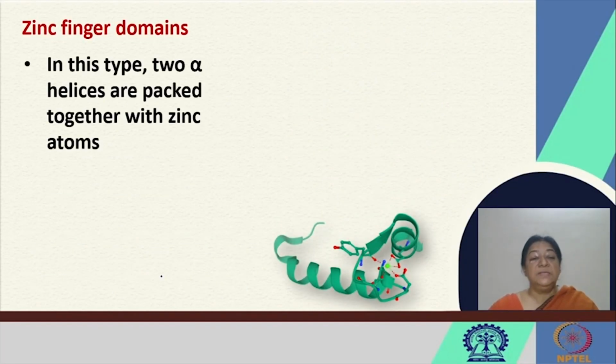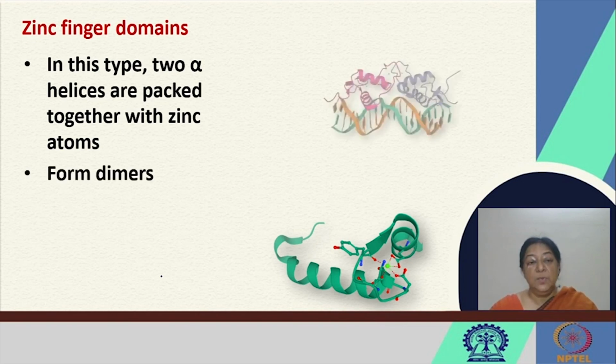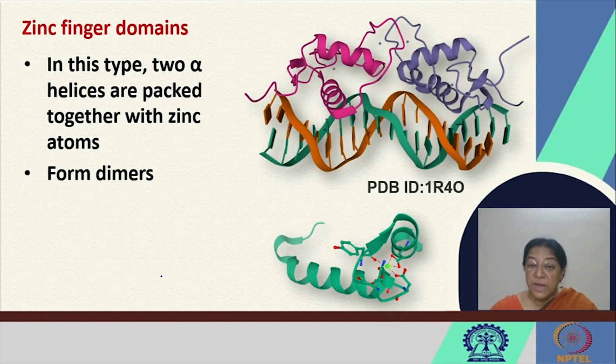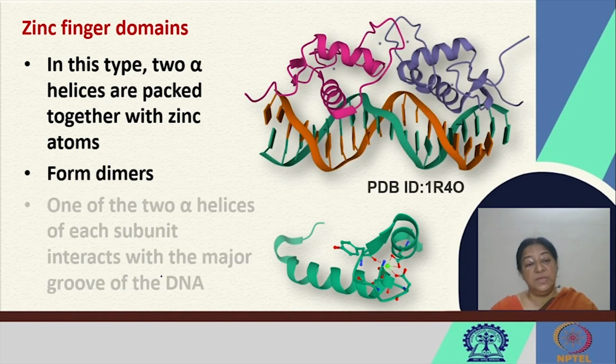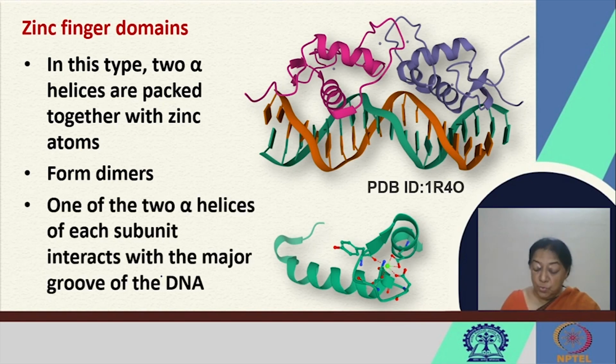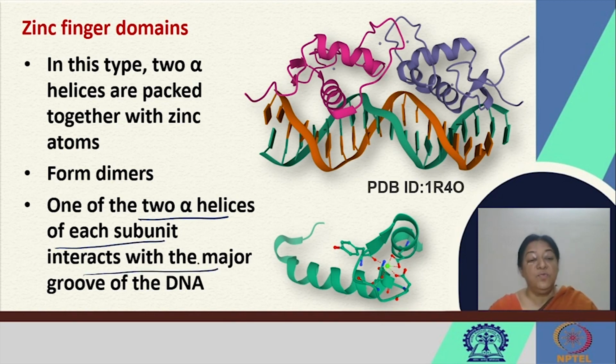The zinc finger domains in this case have two alpha helices, as we saw, packed together with the zinc atoms, and again they form dimers in the way they interact with the DNA. And one of the two alpha helices on each of these subunits interacts with the major groove of DNA in the formation of this structure. And the recognition is such that the dimer interacts with the major groove, as we can see here, the helix interacting with the major groove, giving a specific recognition in a geometric fashion and in a chemical fashion as well.